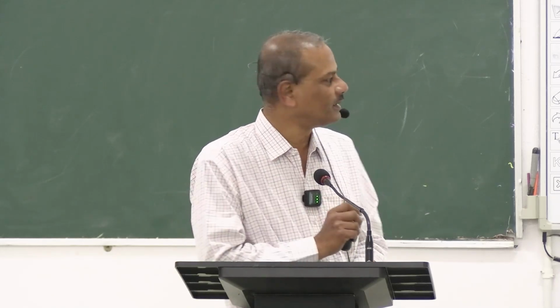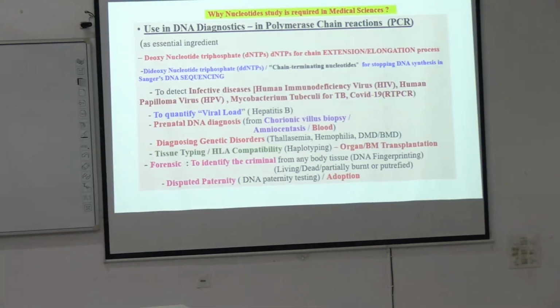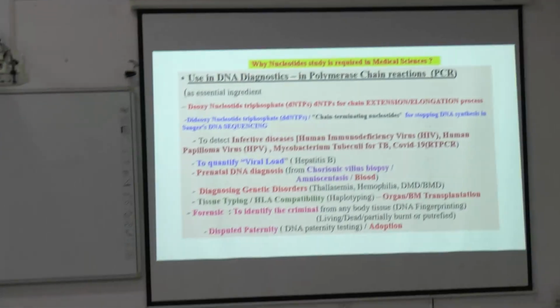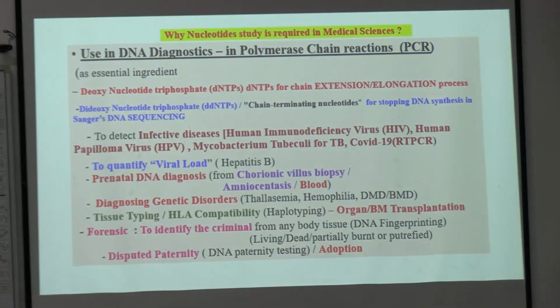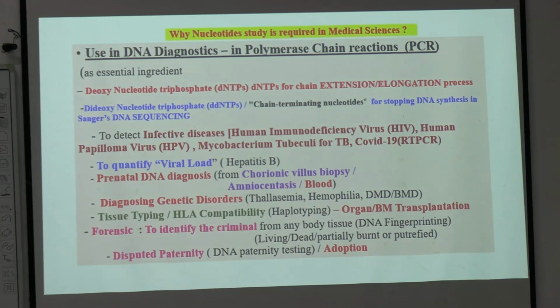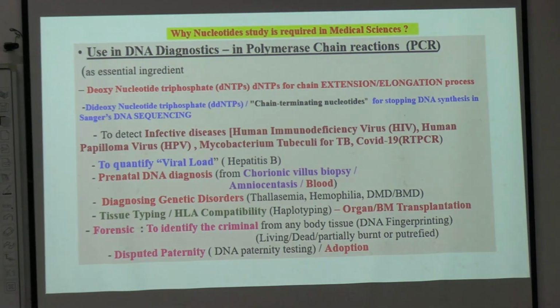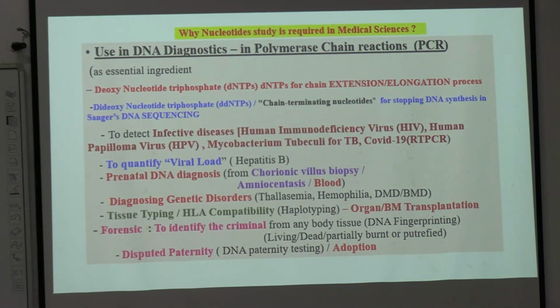Diagnosing genetic disorders like thalassemia, hemophilia, Duchenne muscular dystrophy: without a confirmed PCR, you will not be able to diagnose. Earlier, the disease was diagnosed based on clinical findings. Now we require PCR. Tissue typing, HLA compatibility before organ transplantation; for bone marrow transplantation, HLA haplotyping is done.